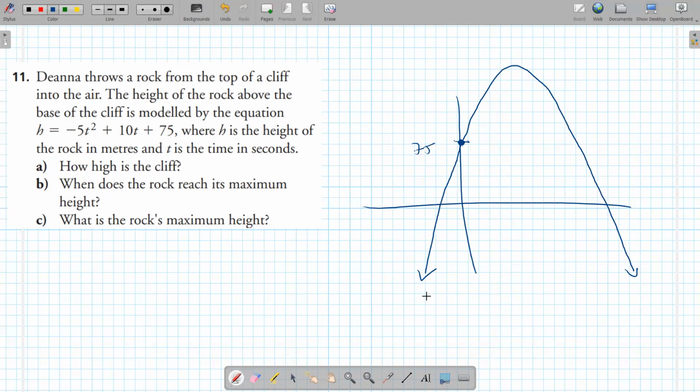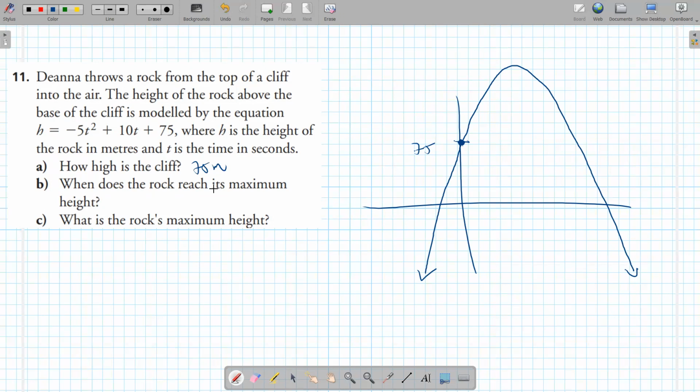75. Yeah, 75 meters. Okay, part B. When does a rock reach its maximum height? What are they actually asking us? The vertex. So they're asking us for the x and y value of the vertex. Is that what it is?